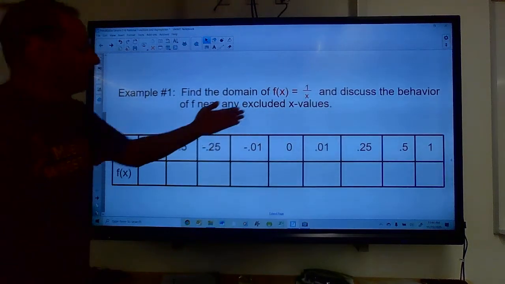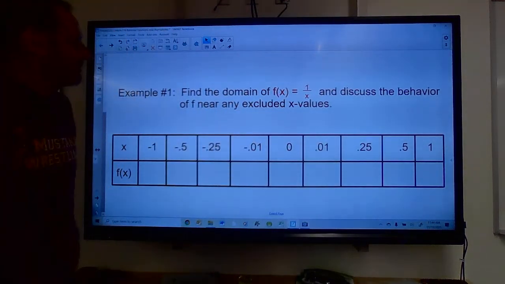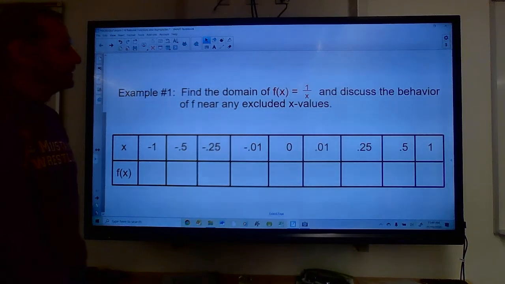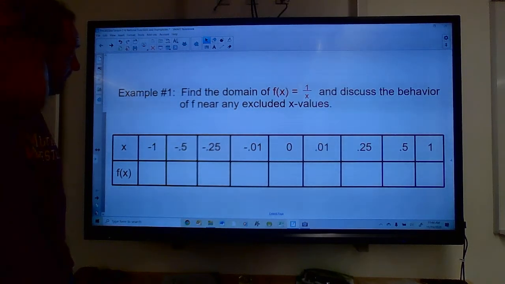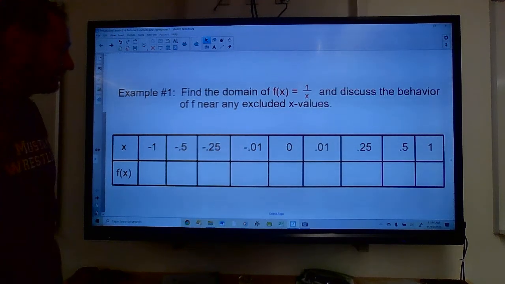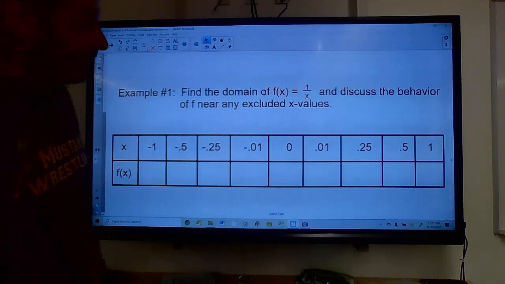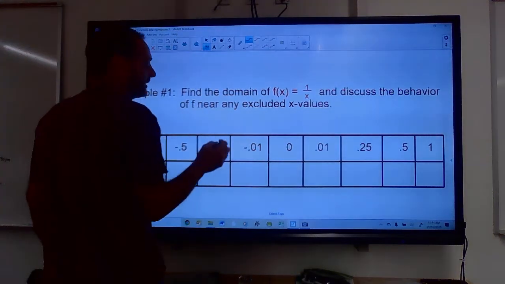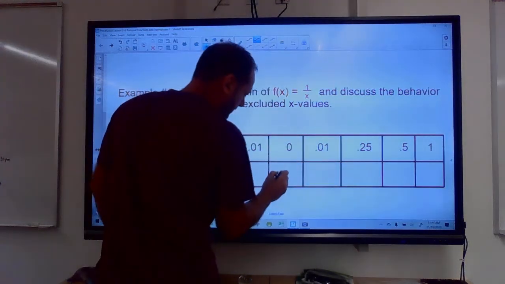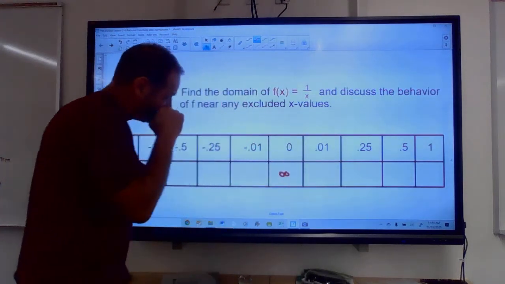So, for example, 1 over x is a rational function. Find the domain of f of x is 1 over x and discuss the behavior of f near any excluded x values. Okay, well, obviously a denominator can never be 0. So if I plug 0 into this thing, this is undefined. So I'm going to go ahead and put a little infinity sign in there.